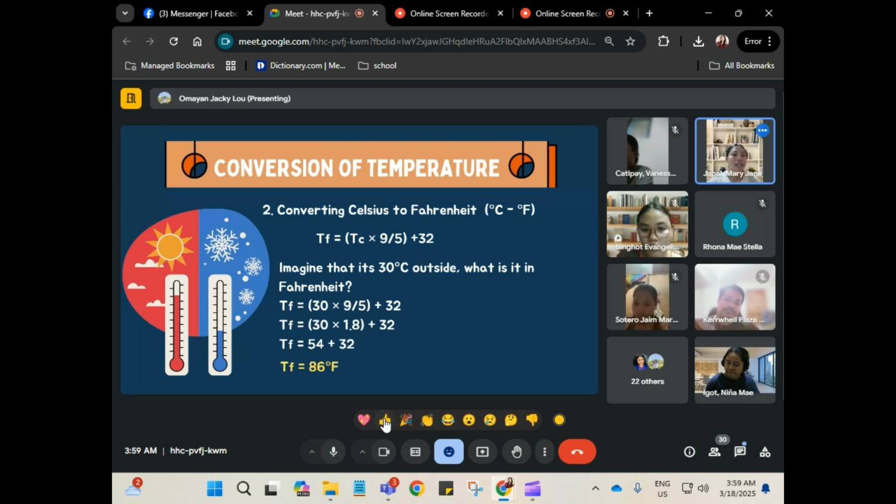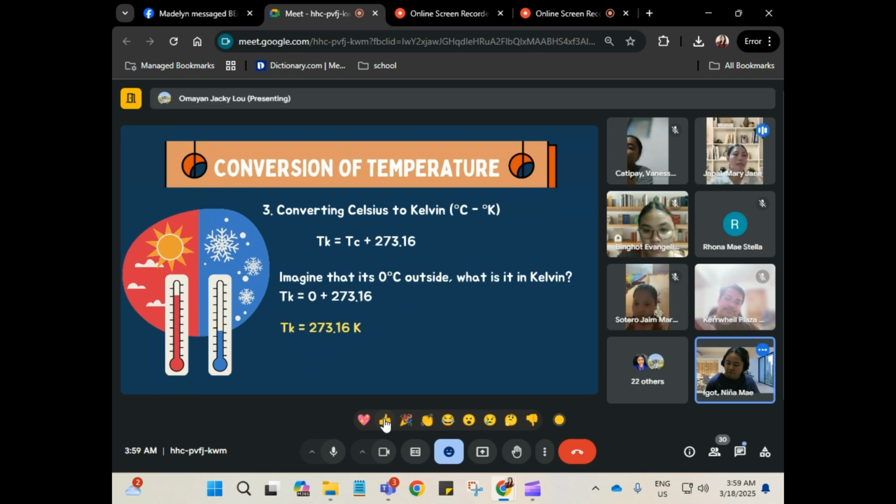So next, Jackie, convert Celsius to Kelvin. Temperature in Kelvin equals temperature in Celsius plus 273.16. So what you need to do here, class, is let's imagine that it's 0 degrees Celsius outside. What is it in Kelvin? Temperature in Kelvin equals 0 plus 273.16. That is 273.16 Kelvin. So next, Jackie.